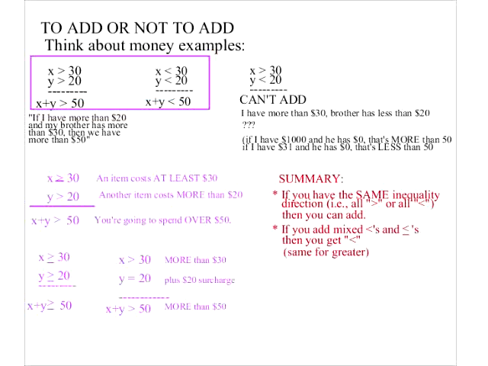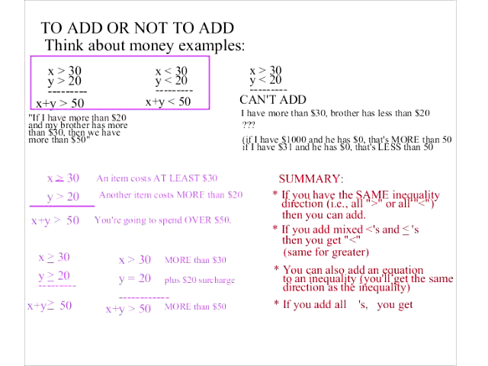And then you can also add an equation to an inequality. You'll get the same thing as the inequality. And then finally, if you add all less than or equal to's, then you get another less than or equal to. So you add a bunch of those, you get another one. Okay, smiley face if you guys understand the stuff that is on the screen. Okay, looks pretty good.